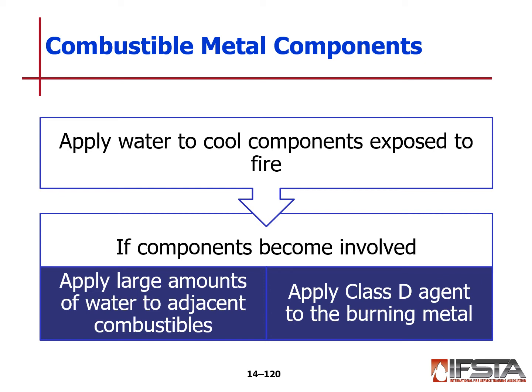Combustible metal components: we do apply water to cool the components exposed to fire. If they become involved, then we may apply large amounts of water to adjacent combustibles, or we may have to apply a Class D agent to the burning metal. Magnesium and aluminum are metals that burn, and they are commonly used in the engine compartments of modern vehicles. So we do need to keep that in mind, and if they do begin to combust, it can be difficult to get them out. We may have to smother them.